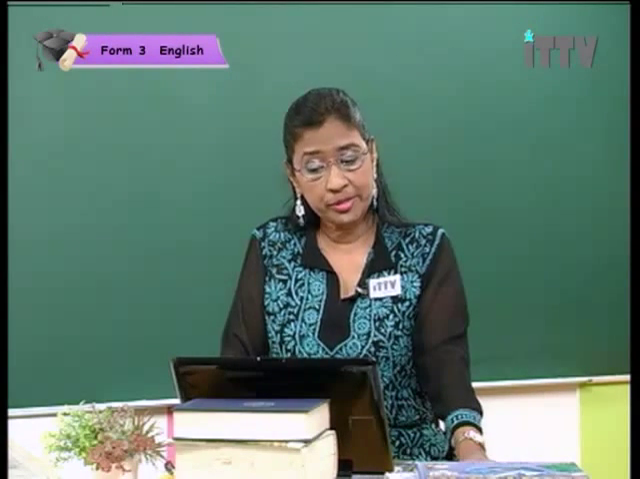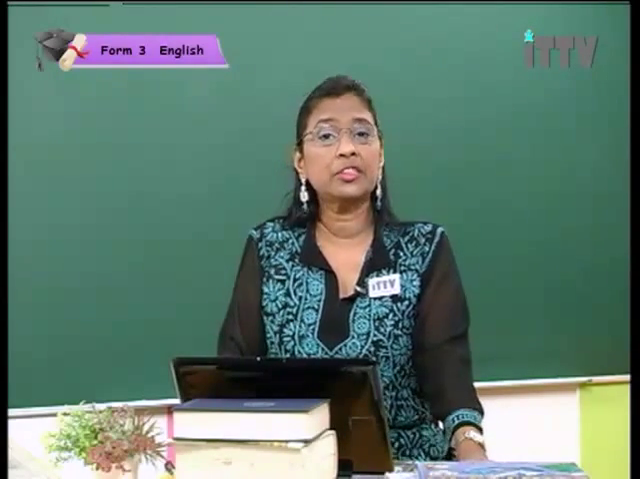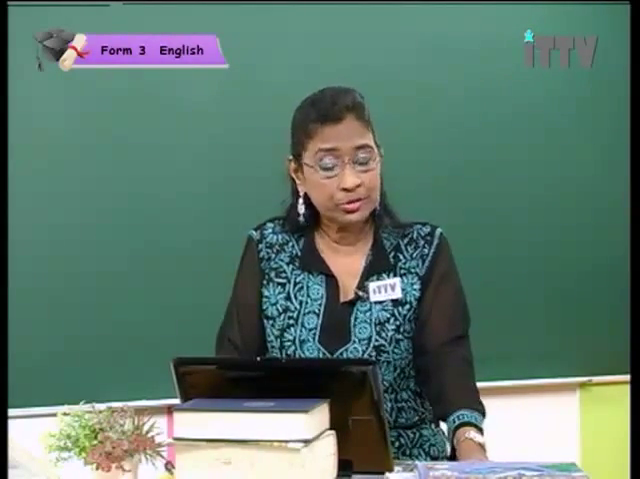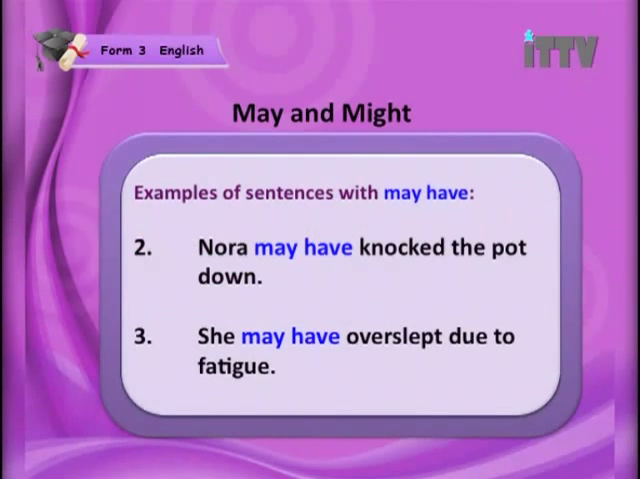Next, we are going to see how may and might are used in the past tense. So students, follow the lesson closely. Now in the past tense, may and might become may have and might have. Look at the sentences. Number 1: She may have done this intentionally. Number 2: Nora may have knocked the pot down. Number 3: She may have overslept due to fatigue.